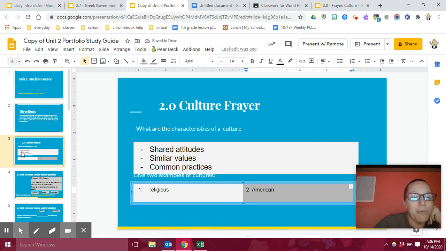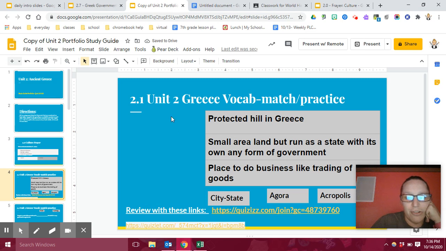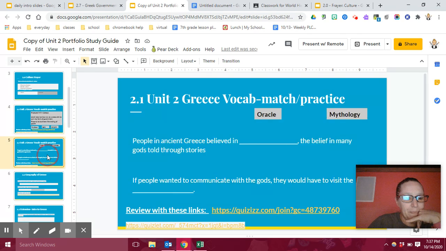As I go through, I'm going to go to each slide. Like this one is just a drag and drop to where these should go. If I don't know the answer, I'm going to look it up in my notes or I'm going to Google it. All right, then I'm going to play this quizzes. And you can review the vocab there. Then same thing for all the other slides, right?